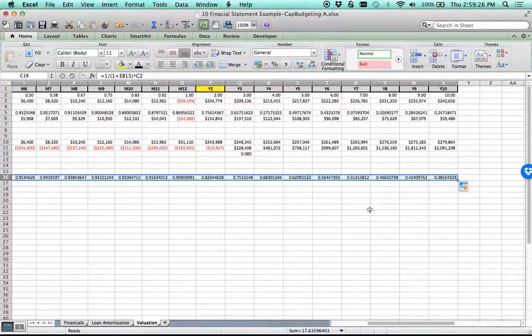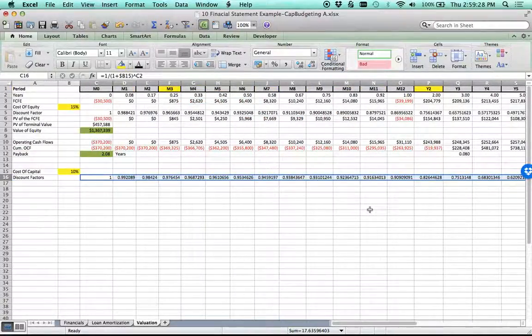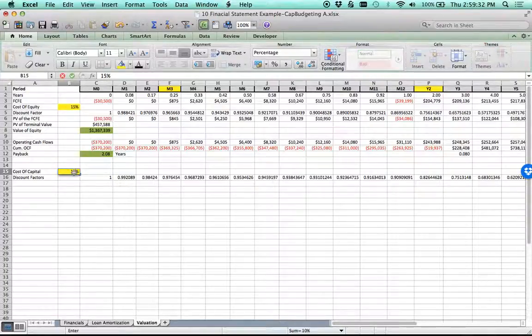So there you go. You can see what that comes out to. And just for grins, if you wanted to change that to 15%, you could see that it would give you the same discount factor as for the equity. But we don't want 15, we want 10, so we'll put that in.